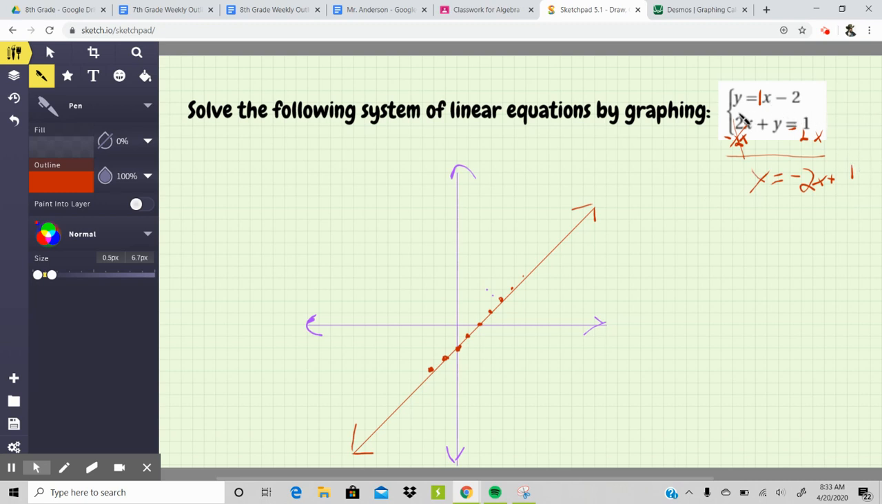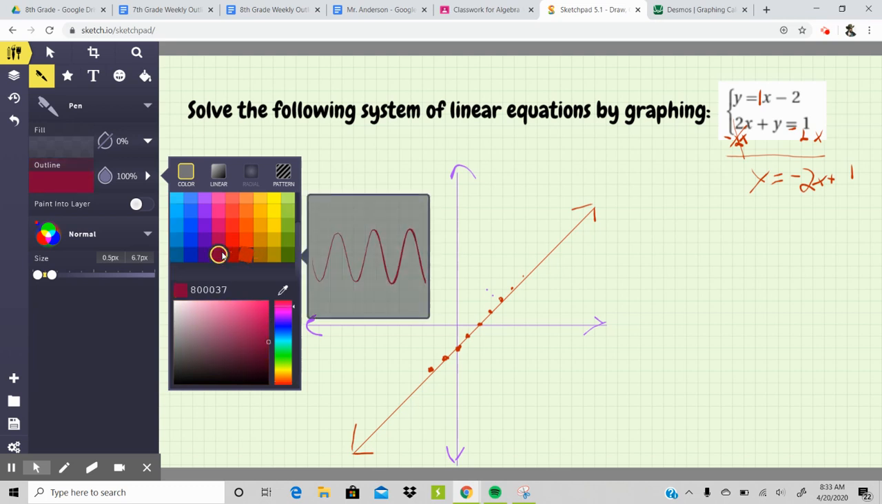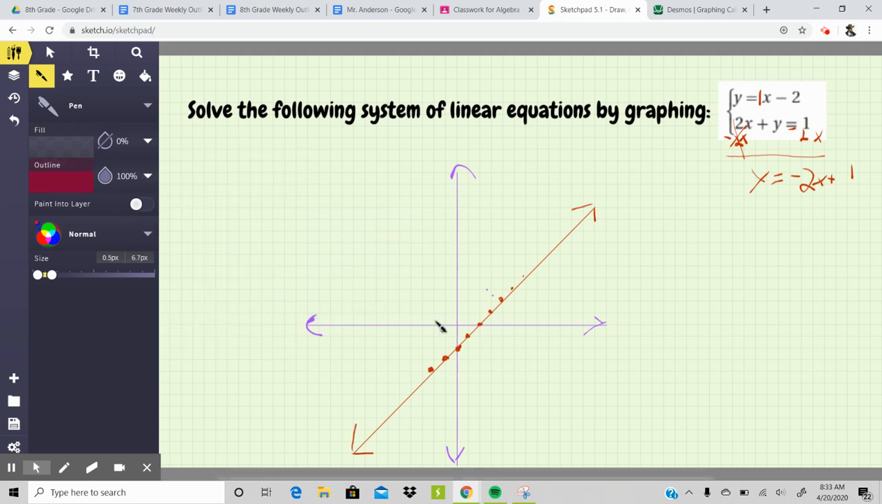So if they give you something that's not in slope-intercept form like this one, you can just isolate y by itself on one side of the equation and then get it into slope-intercept form that way. So on this one, my y-intercept is 1. So I would plot a point at 1.